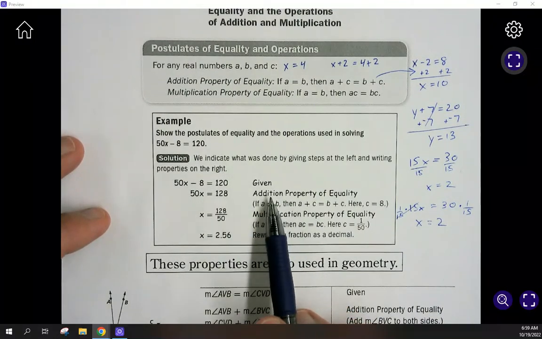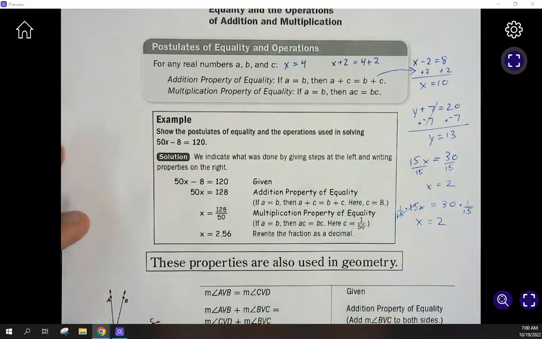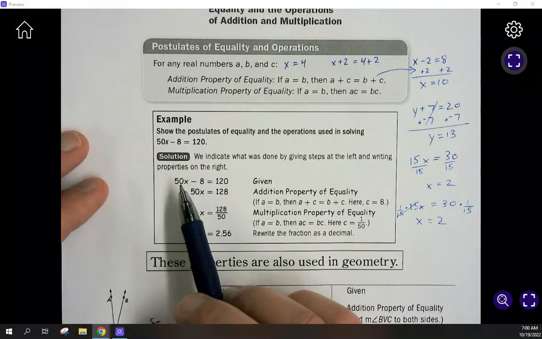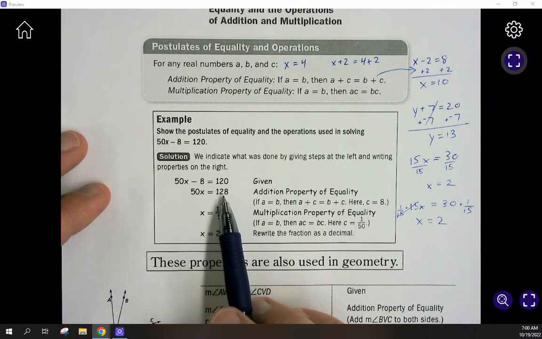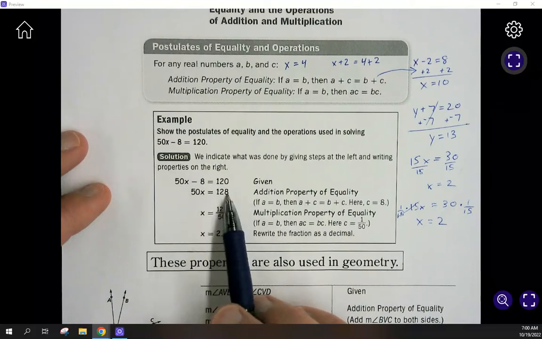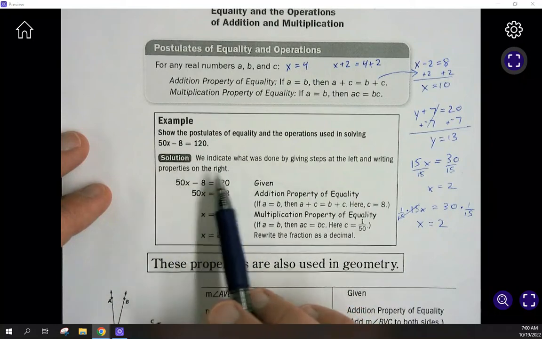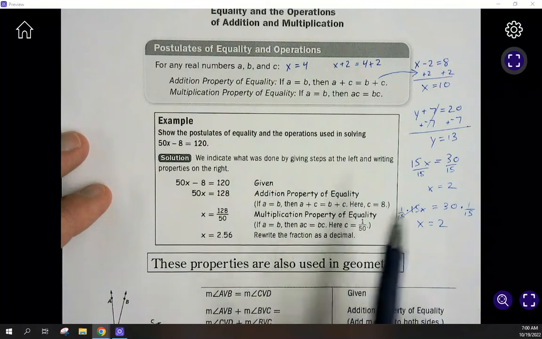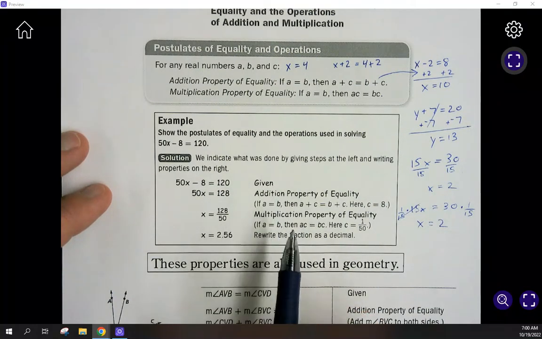Here's your given: 50x minus 8 equals 120. We know how to solve this. We would add 8 to both sides, and then we would divide by 50. And so that's what's going on here. You can see they added 8 to both sides. We got 128. They divided by 50, and you got 2.56. Okay, but we are going to now link up these properties to prove why we're allowed to solve this the way that we did. So on the right, the initial equation was given to us.